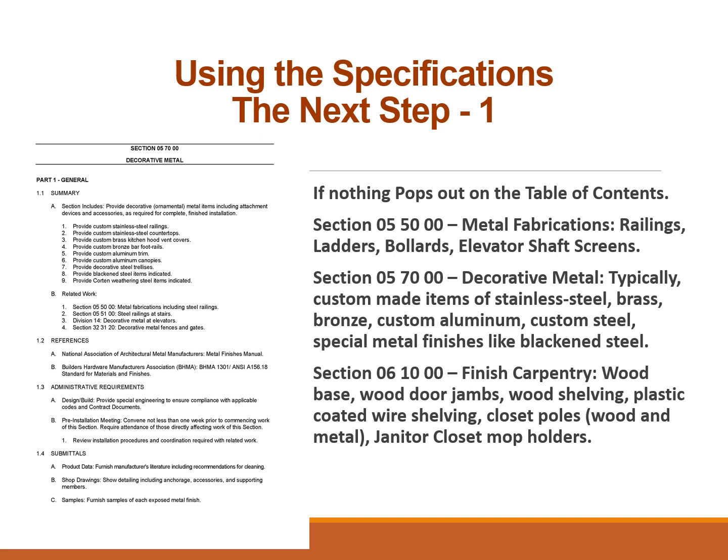Now, other spec writers might want to put the plastic coated wire shelving in their own section or under a metal section, miscellaneous metals or decorative metals. Closet poles, once again, you could just have wood closet poles under finished carpentry and put metal closet poles under metal fabrications. And janitor's closet mop holders, you might want to look for, if they're not here, under toilet accessories. Unless it's in the toilet room, it's not really a toilet accessory, but then again, what is it? And you wouldn't want to write a whole section on something that's going to cost about 20 bucks. So putting the janitor's closet mop holders under finished carpentry makes sense because it's actually installed by the carpenter in most projects.